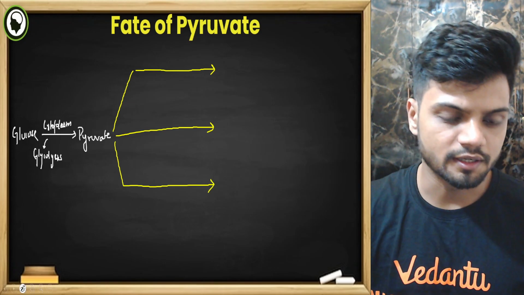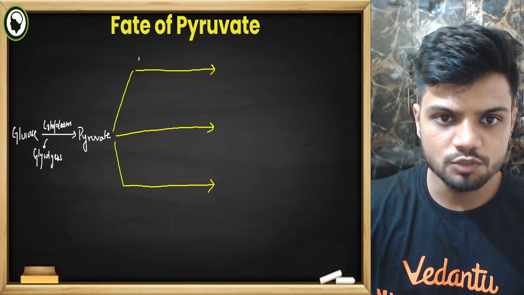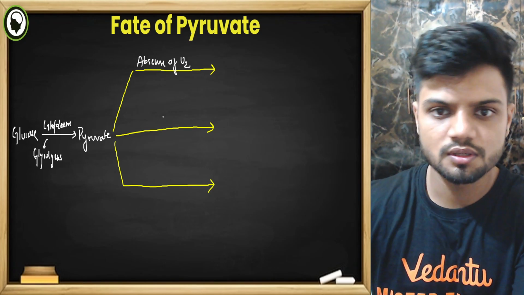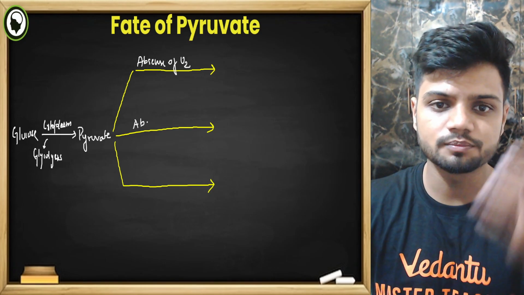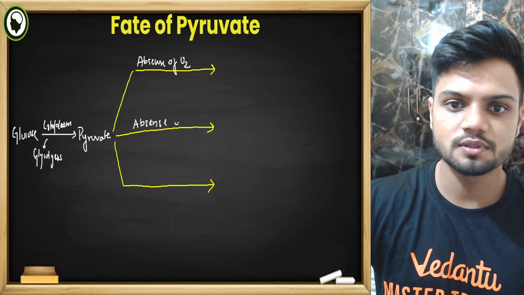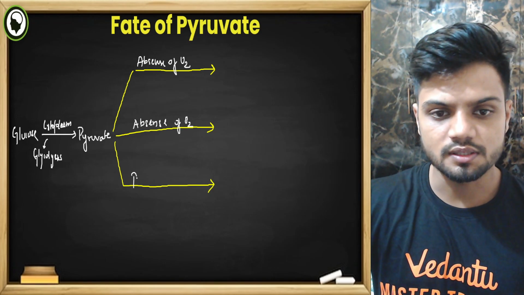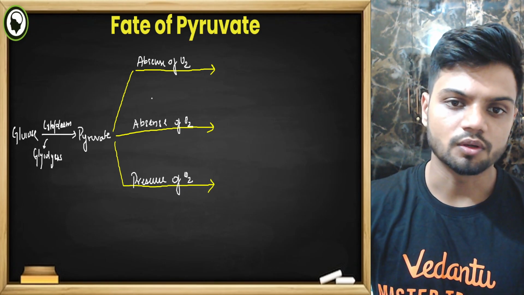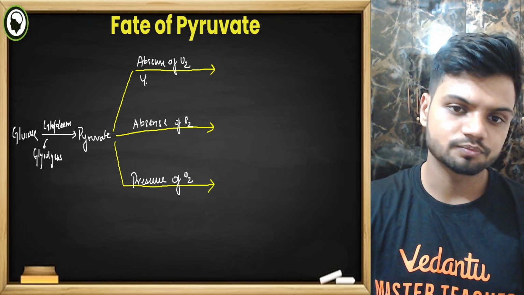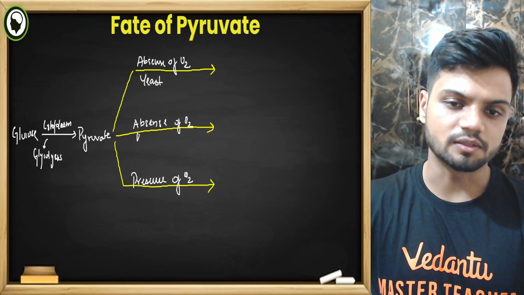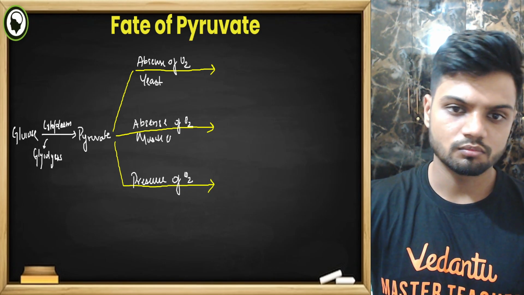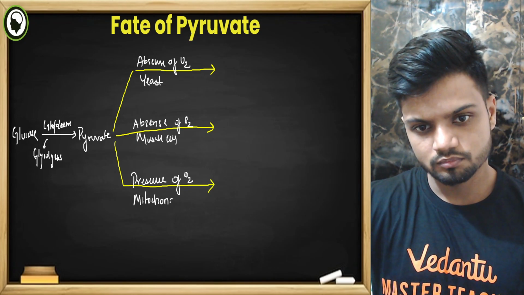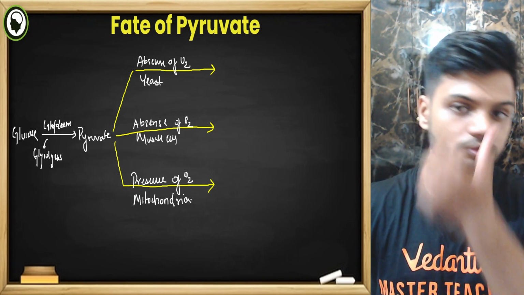Now, this pyruvate can undergo three different pathways. The first one is in the absence of oxygen. The second one is also in the absence of oxygen. And the third one is in the presence of oxygen. The first one is happening in yeast. The second one is happening in the muscle cell. And the third one is happening in the mitochondria. Understand?